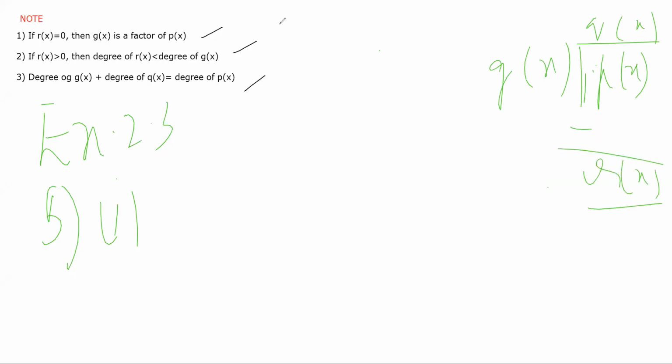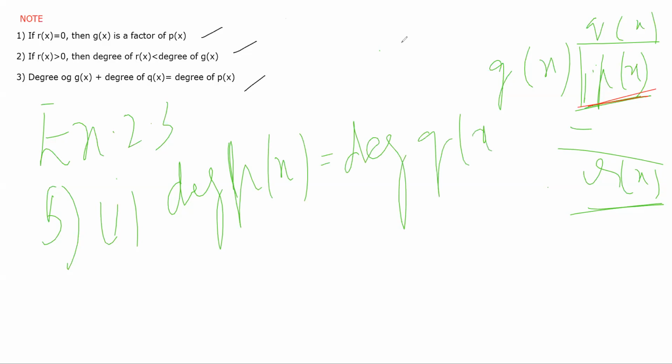So first, the condition is degree. The degree means the highest power of x in the polynomial p of x, right? So that is the degree. Degree of this p of x should be equal to degree of q of x.